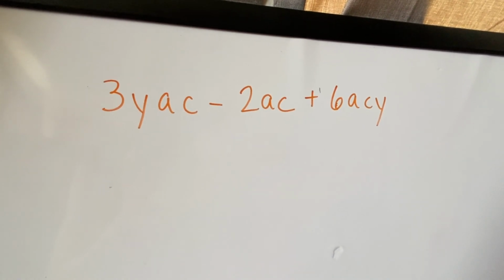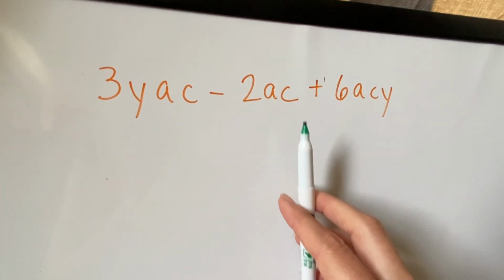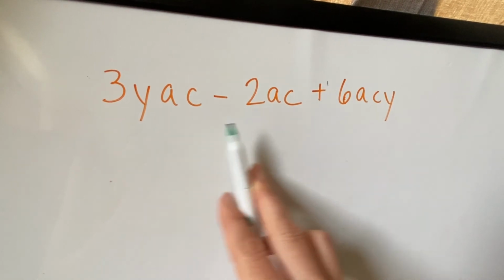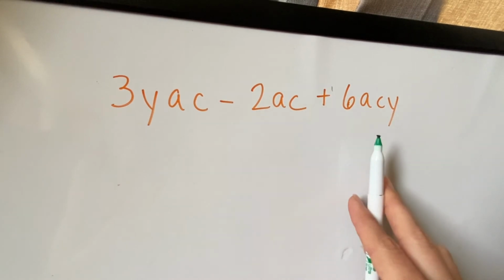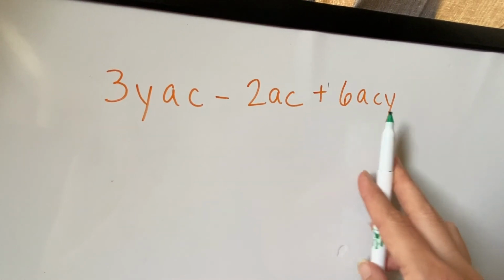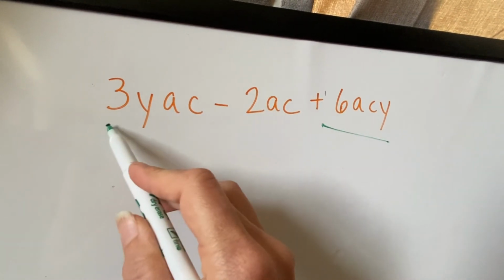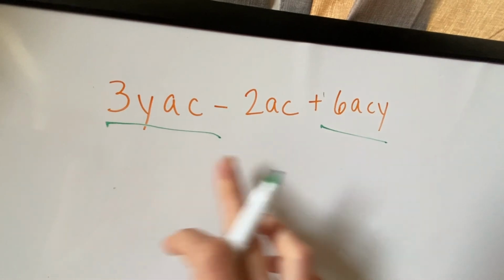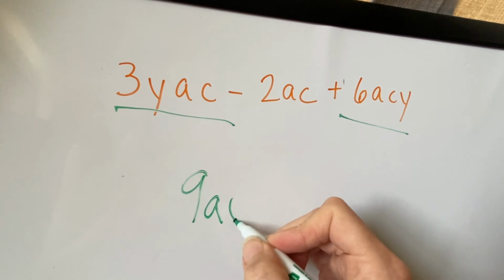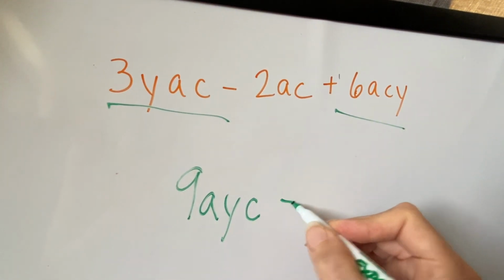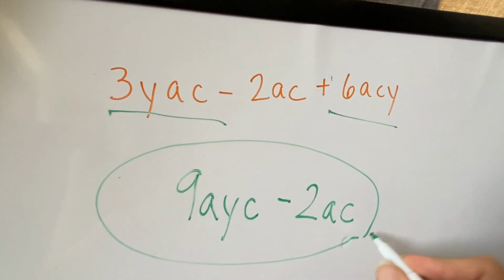All right, example letter C, page 80, is 3yac minus 2ac plus 6acy. We're going to identify like terms first. We have yac here. We only have ac here. So just because it has ac doesn't mean that these are like terms. This is missing the y, so this is not a like term. However, this has a, c, and y, and this has a, c, and y times each other. So this is a like term, and this is a like term, okay? So I'm going to add those together. That's 9, and I'm just going to make up an order, ayc, minus 2ac is all that's left. Easy peasy, there's my answer.